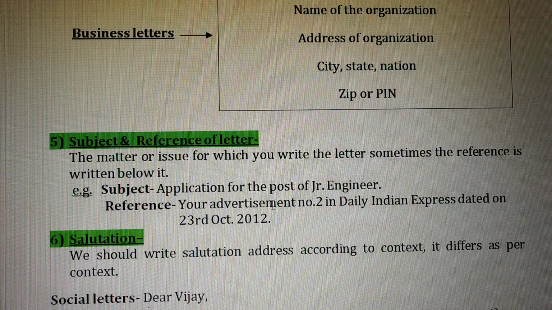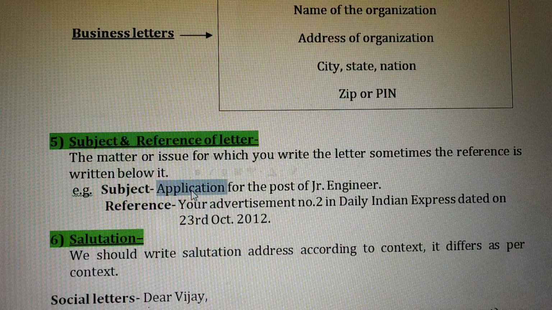Simple example is given here. Subject: application for the post of junior engineer. In your institute, or maybe you should eliminate that one, because what is important? Post and application. Post is junior engineer, and what is it? Application. It is application. As a result, you should write application for the post of junior engineer.